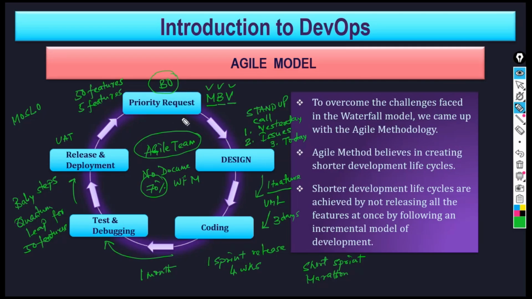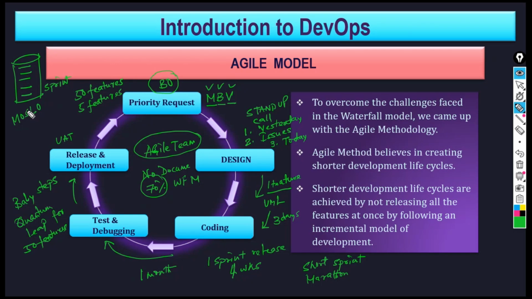BO. So the BO is well aware, because the BO creates a bucket. The BO creates a bucket of, let's say, the first 5 features, and the rest of the 50 will be in the backlog bucket. This is the current bucket or the sprint bucket. So you take up a sprint of 1 week for delivering the 5 features. That is the milestone.